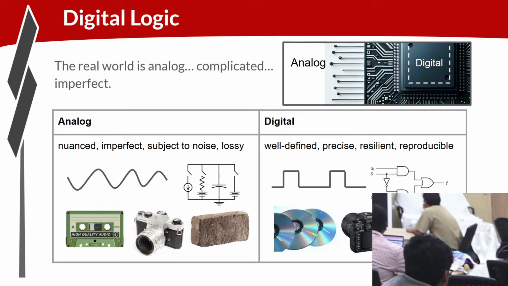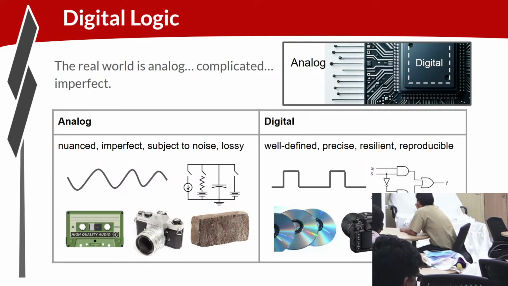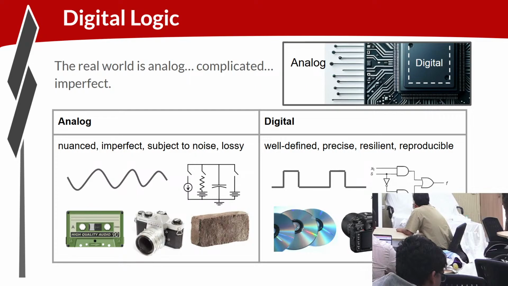So basically, we do as much work as possible in a digital space because digital is well-defined, precise, resilient, reproducible. The analog world is nuanced, imperfect, subject to noise, lossiness, right? Interacting with the real world is analog. We try to get that analog data into a digital form as quickly as possible so that we can work with it in a more reliable way.